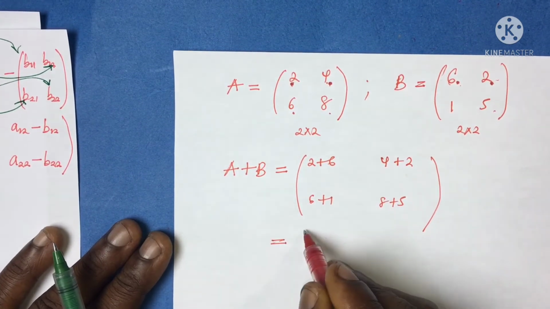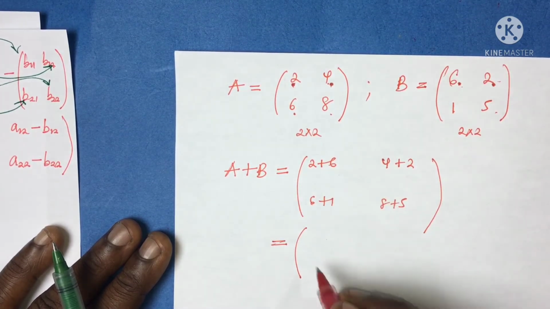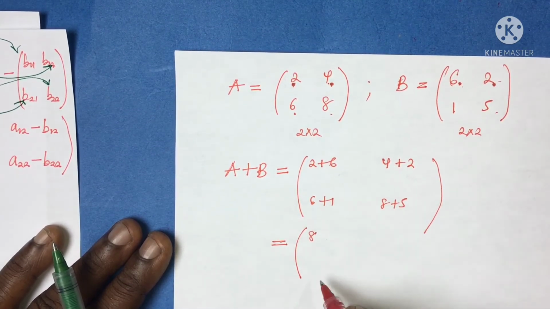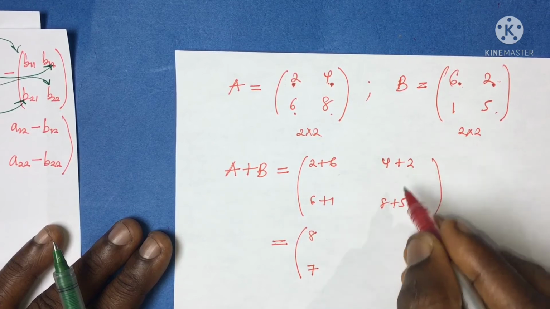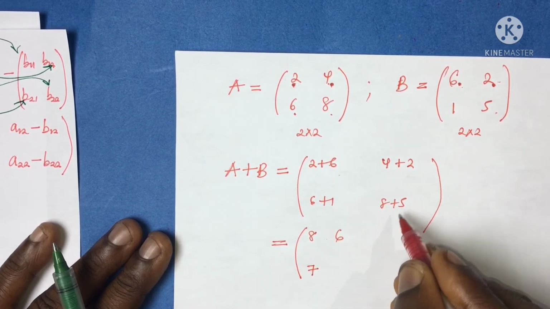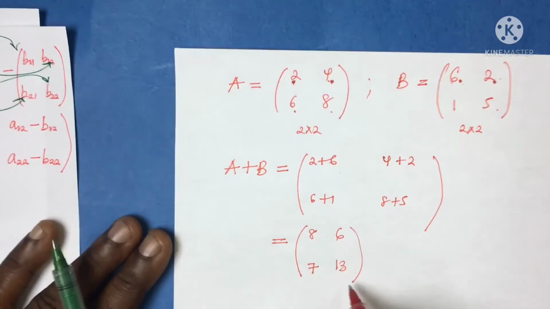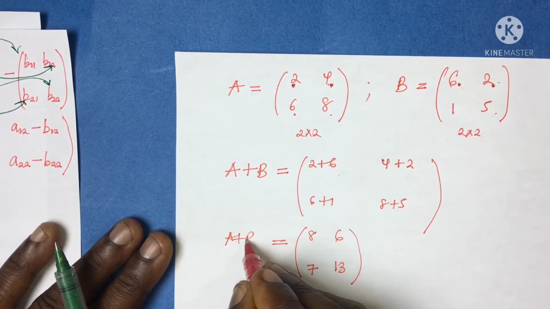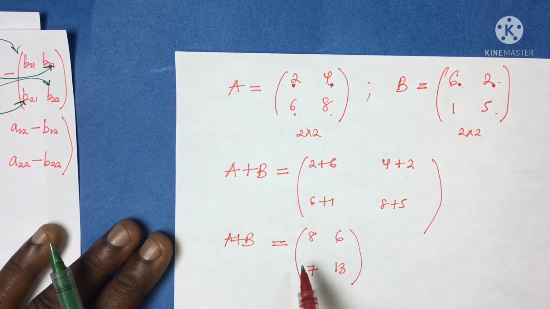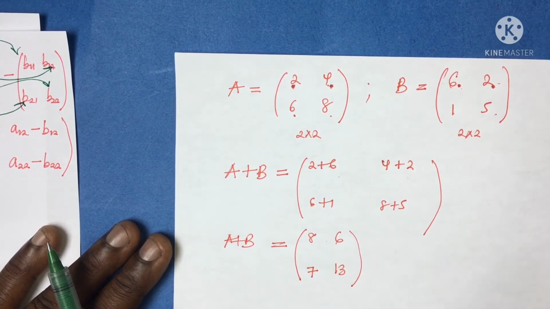And finally, our result becomes 2 plus 6, which gives 8. 6 plus 1, which gives 7. 4 plus 2, which gives 6. And 8 plus 5 giving us 13. So our result for A plus B will be equal to 8, 6, 7, 13.